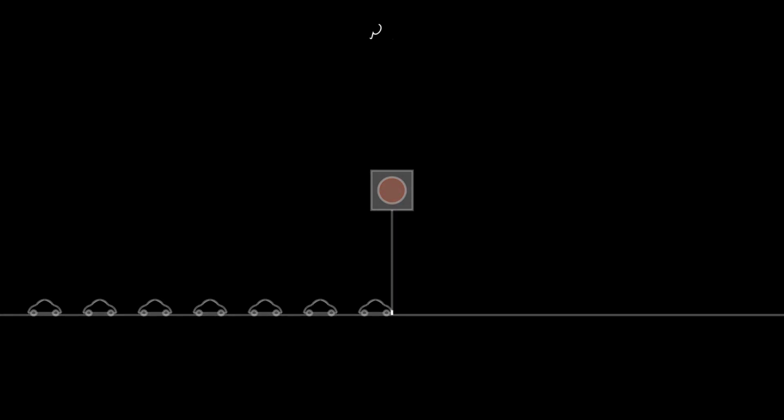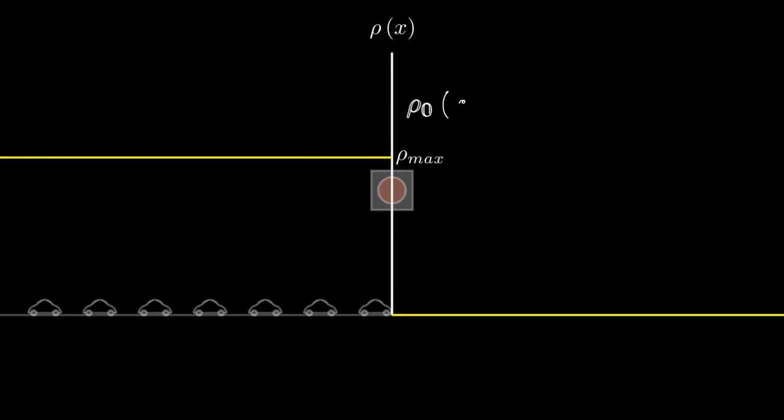Let's examine a situation from real life. Suppose that we've got a bunch of cars lined up behind a red light. This initial density distribution can be described as follows. If we put the red light at x equals 0, then left to this red light, which would be x negative, we would have rho max, and right to this red light, we would have 0. So the initial density is this piecewise function.